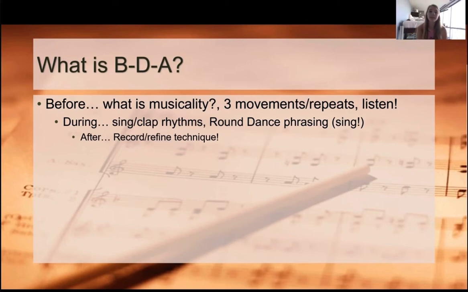During our learning, we can sing and clap certain rhythms that may be challenging. And then in the round dance, which is the second movement, we can talk a bit about phrasing and how we would sing it and determine phrasing. And then after, we're going to discuss the record and refine technique that we can use to put all these techniques together and make sure we have a solid foundation of the music.